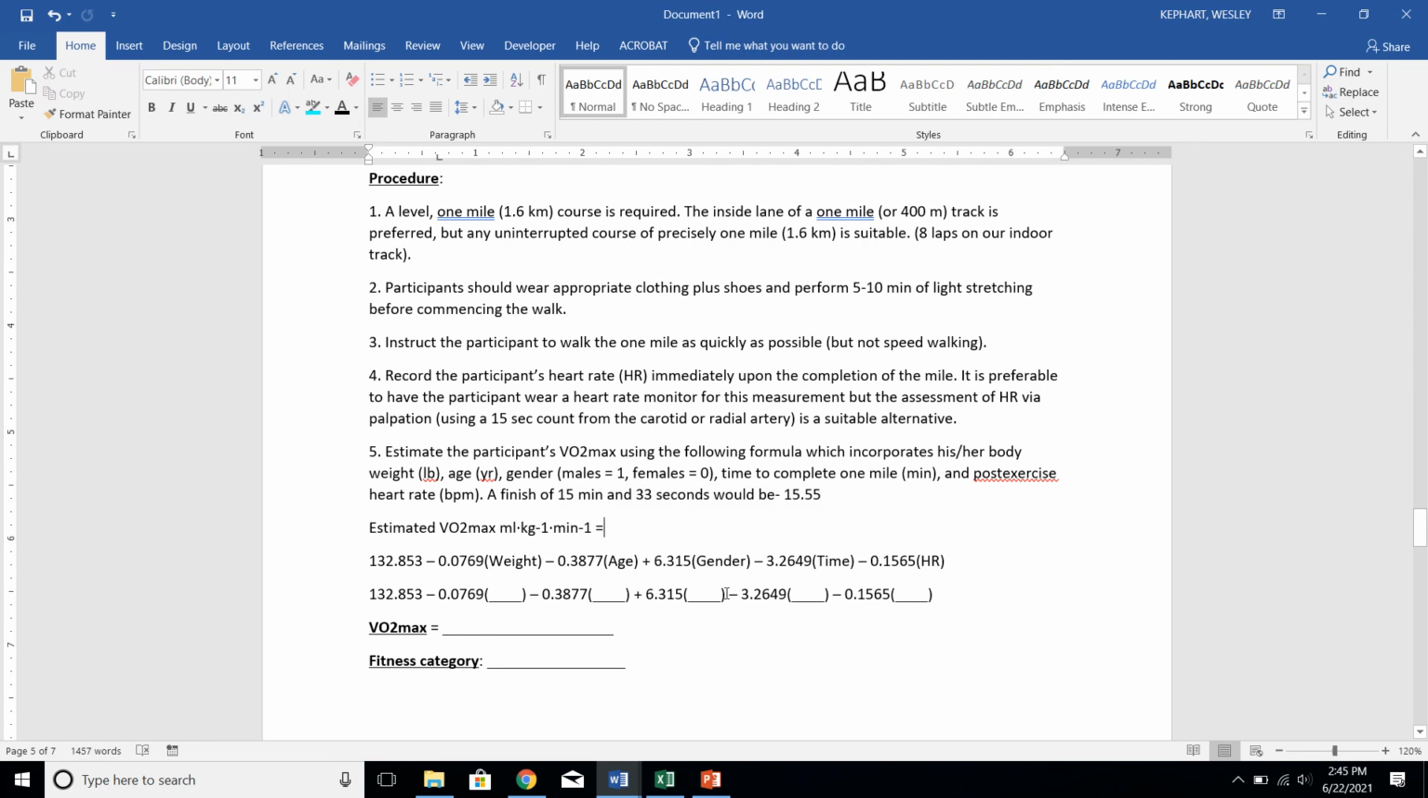So this equation right here, make sure that everything in there is right. This is one of the only places where we have this weight right here, where it's actually in our customary pound system. So don't put in your kilograms there. Don't get lost on that.